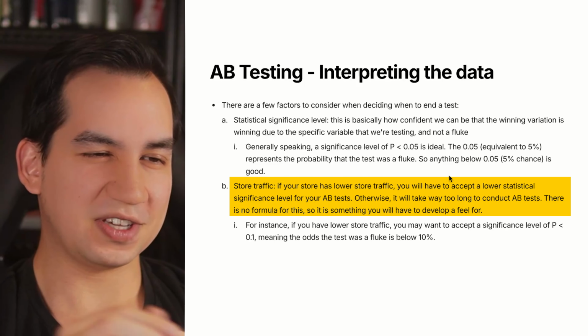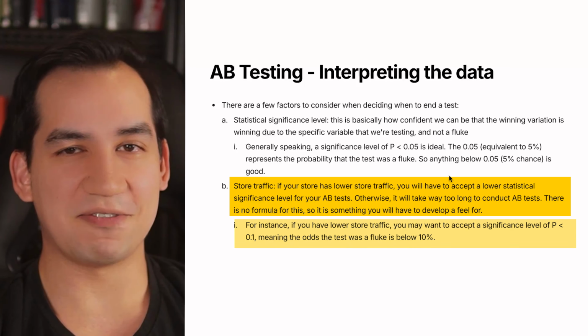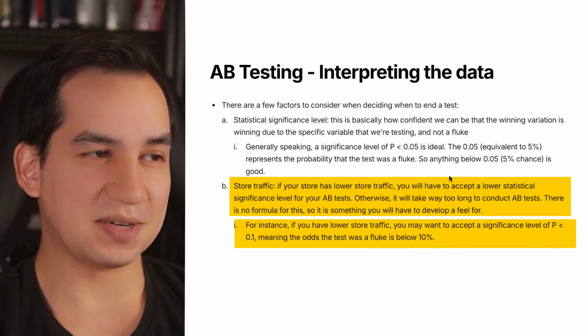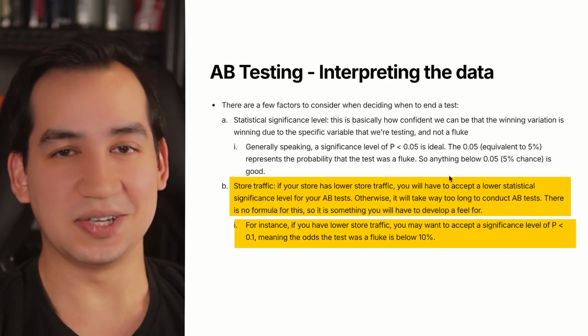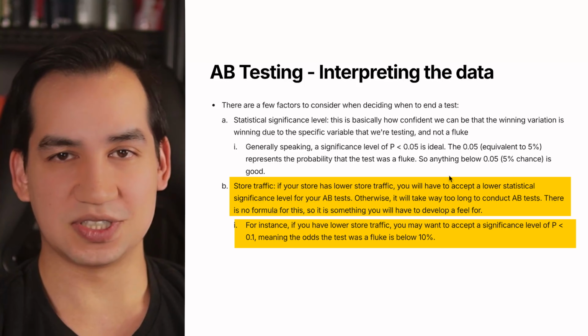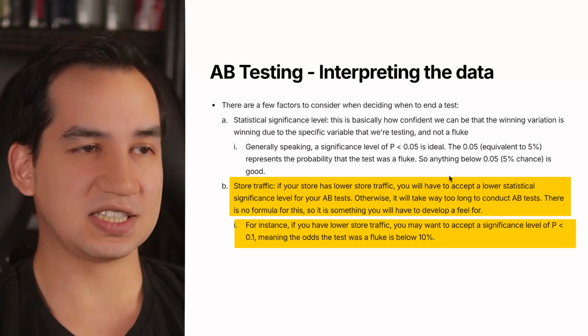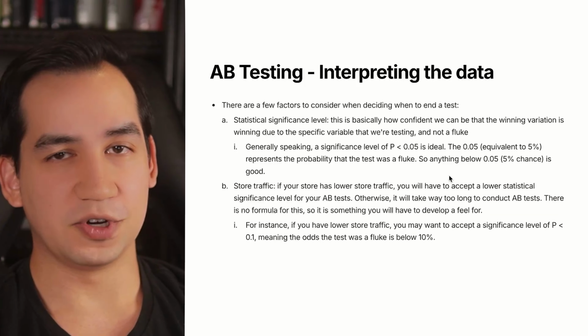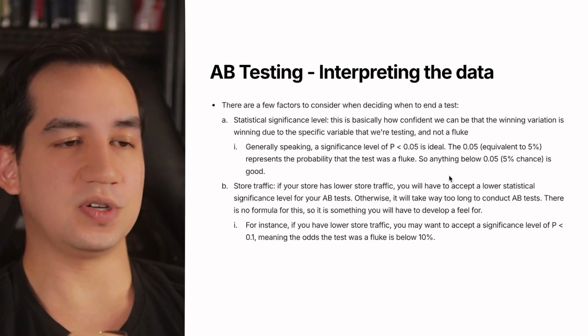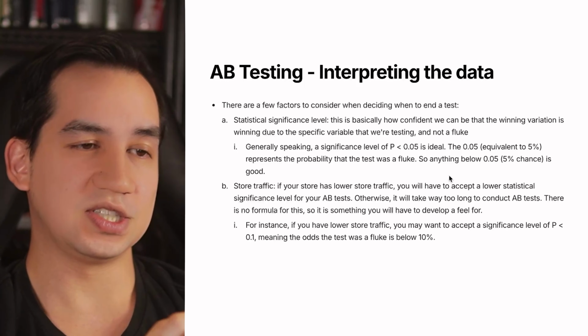And then store traffic, if you have a lower store traffic, then obviously you're going to have to accept a lower sort of likelihood that the test was due to the variable that you're testing. Basically, you're going to have to accept a lower confidence interval for your A/B tests if you want to be efficient with the amount of time that you're using to A/B test different things.